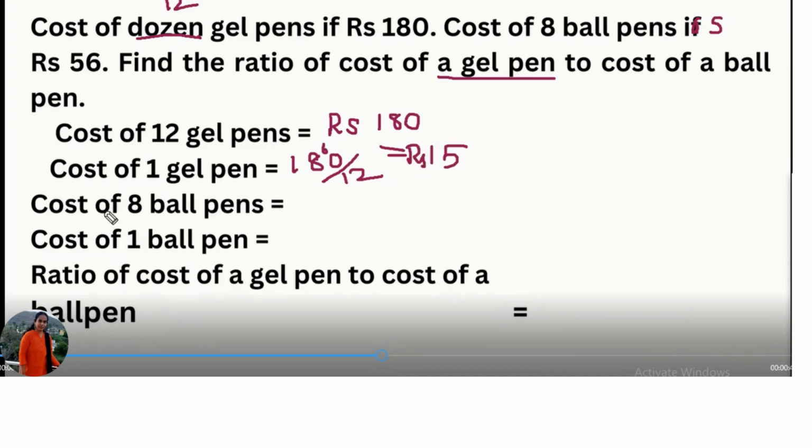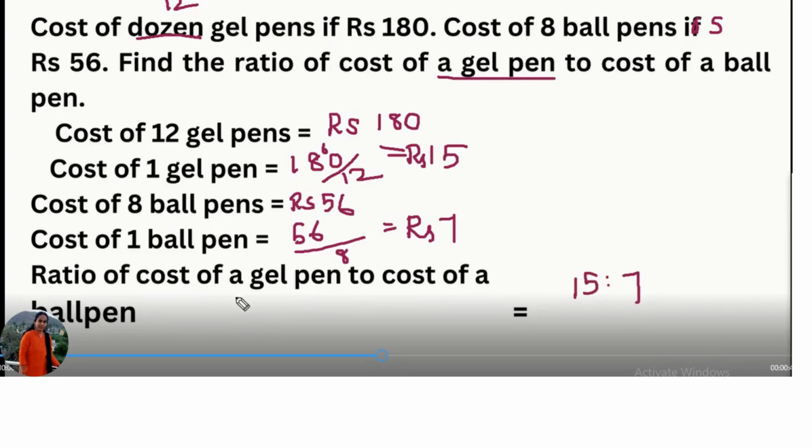Okay. In the same way, cost of 8 ball pens. Cost of 8 ball pens is rupees 56. So what is the cost of one ball pen? So we have to divide the total cost by the number, that is 8. So 56 by 8 is 7. Okay. So ratio of cost of a gel pen to cost of a ball pen is 50 is to 7.